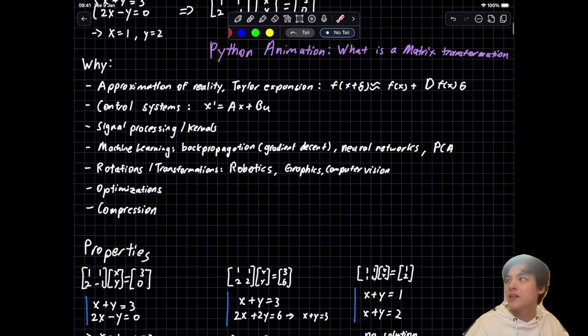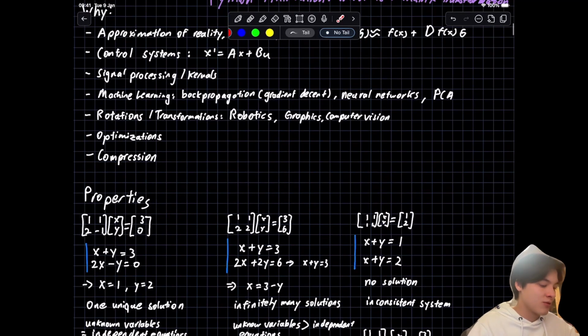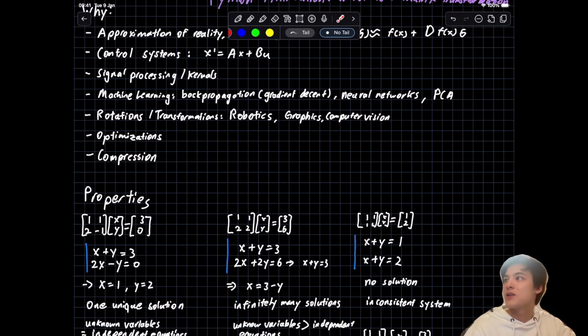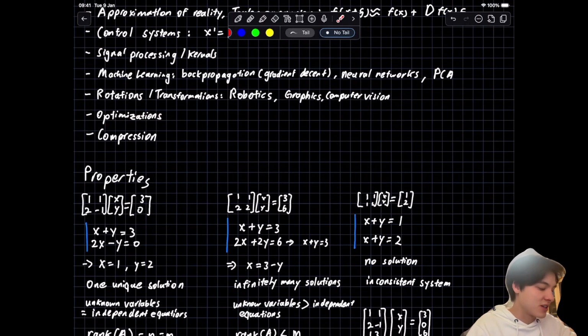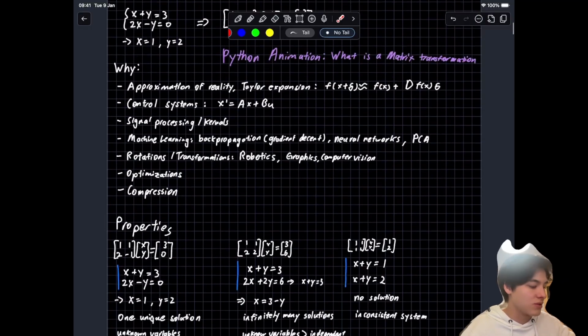Of course, we have some nonlinearity, but still, linear algebra knowledge is welcomed. PCA, principal component analysis, is pretty much singular value decomposition. So that's also linear algebra. We have rotations and all kinds of transformations in robotics, graphics, and computer vision. We use linear algebra or matrices. And for optimization or compression of data, we also use this.